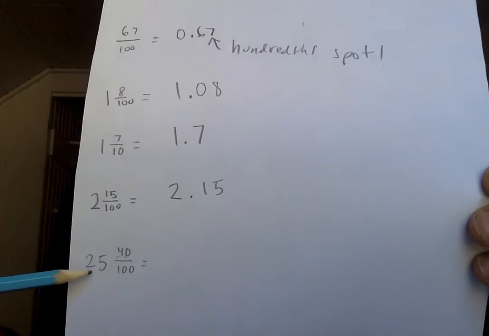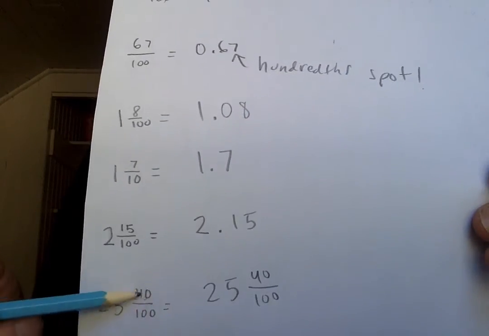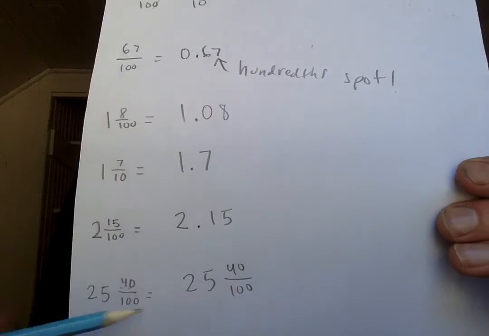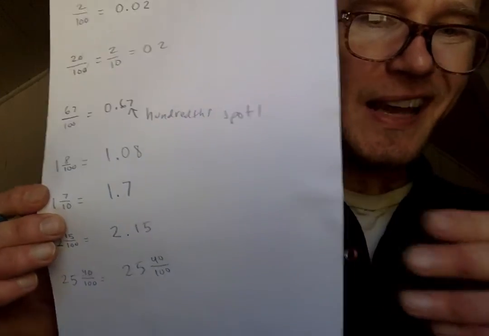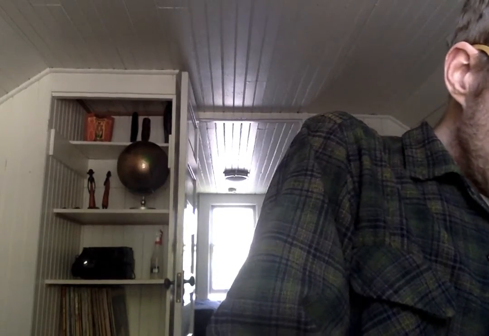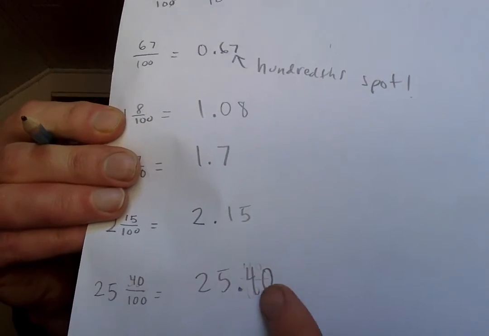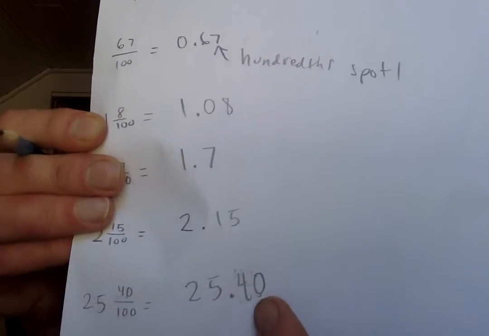We've got one last one here. 25 and 40 hundredths. So how many wholes? Well, 25, right? So 25 point something. And here's what you could do. I'm just going to tell you. You could just write 25 and see how it's 40 hundredths? I'm sorry. I just wrote the same thing twice. That's what I meant to write. 25 and 40 hundredths. The last one's in the hundredth spot.